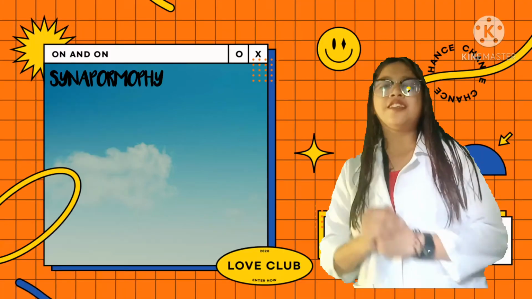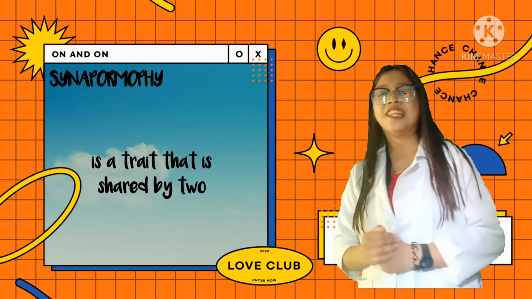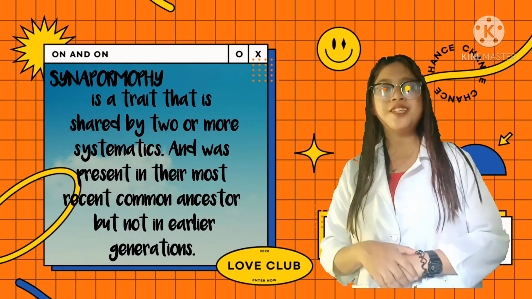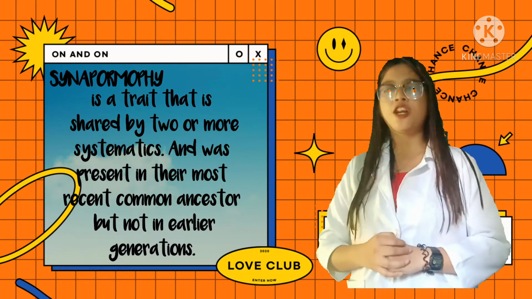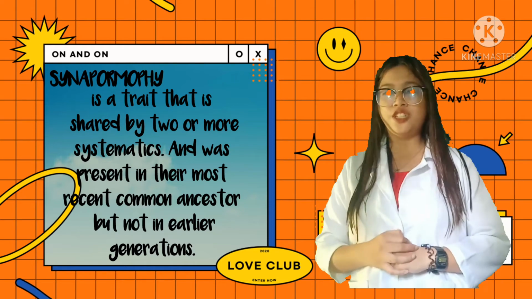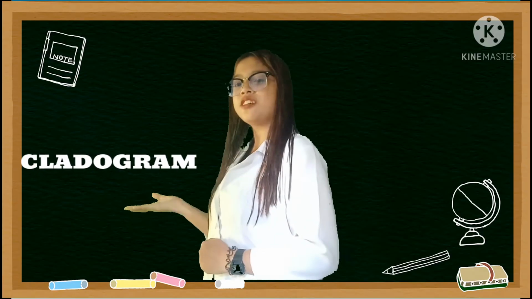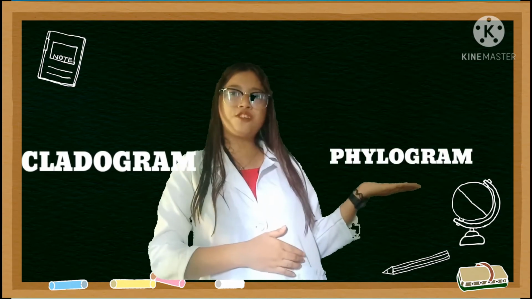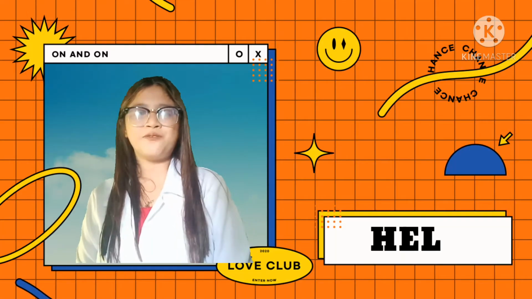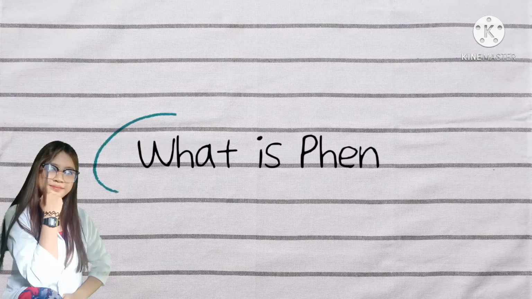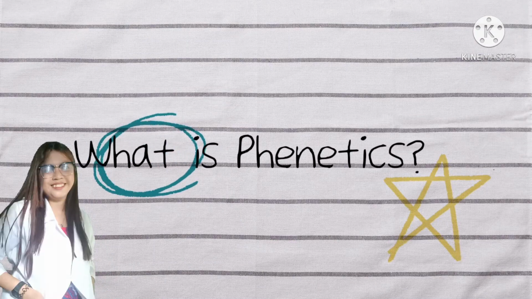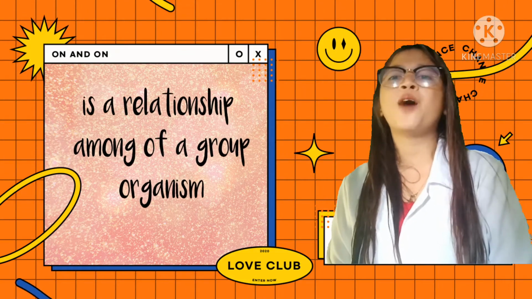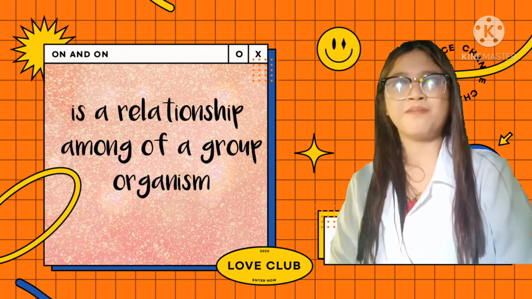time. A synapomorphy is a trait that is shared by two or more taxa and was present in their most common ancestor but not in earlier generations. If a cladogram uses an absolute time scale, it is called a phylogram. What is phenetics? Phenetics is the study of relationships among groups of organisms.